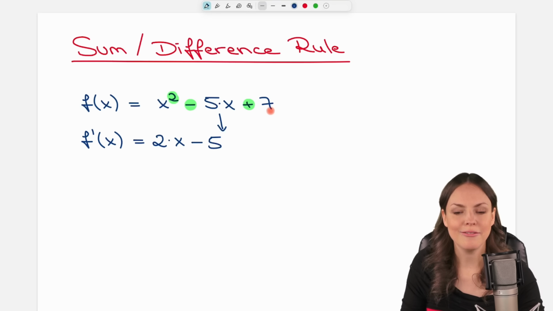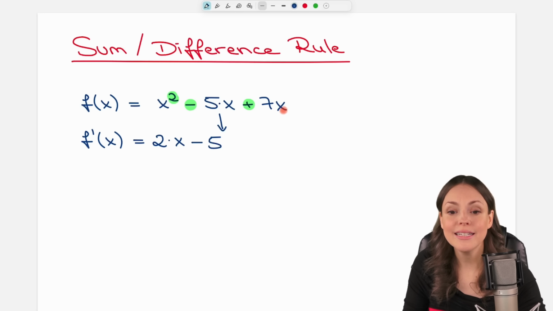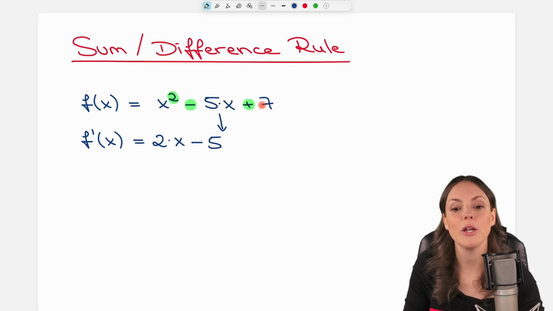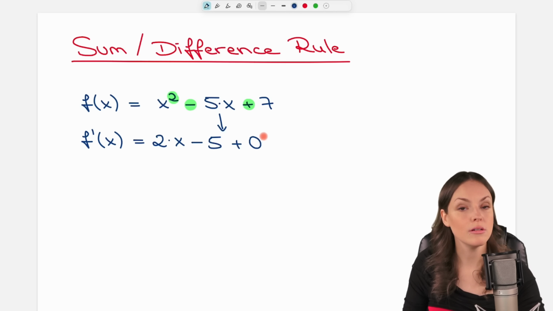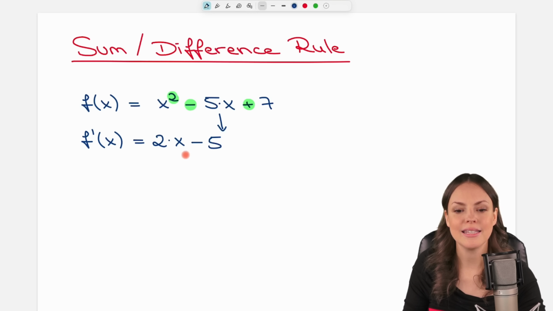What about the plus 7 here? We also have to differentiate it, but this was the first rule we had today. Here we don't have any variable in here, so there is no x in here, which means this is a constant and it will vanish. So you can write down a plus 0, but you don't have to. You can just leave it like this, and this is your derivative.